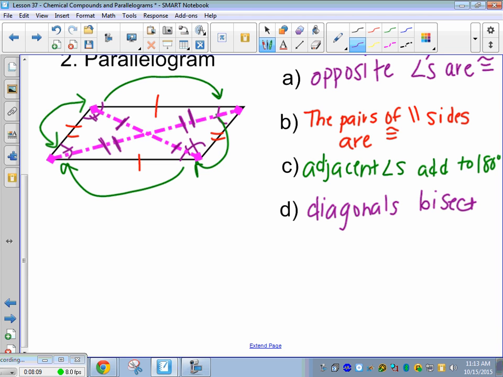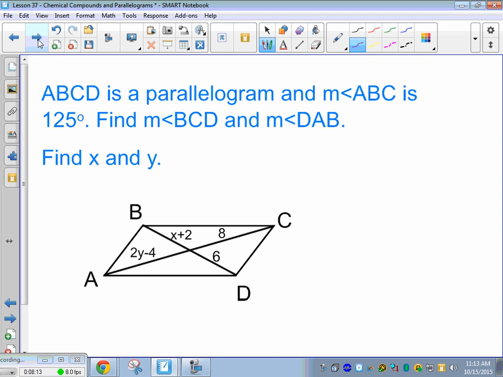All right, we're going to use those facts to solve some problems with parallelograms. So we've got ABCD as a parallelogram, and the measure of angle ABC, so that would be this angle right here, is 125 degrees. So we want to find the measure of angle BCD, so I want to find this angle here, and the measure of angle DAB, so I want to find that one right there, and then we want to find x and y. So let's start with the angles.